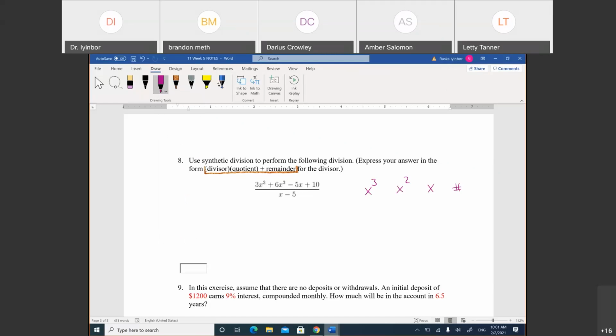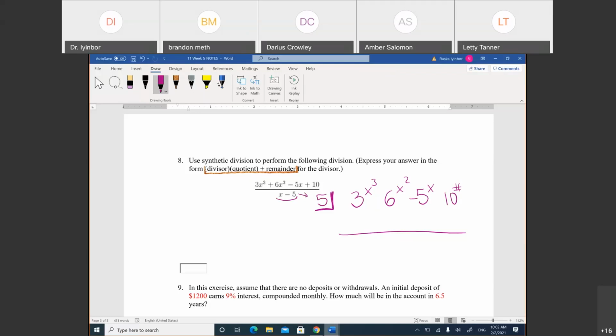So now you're going to get the numbers from the polynomial. So in front of x3 is 3. In front of x squared is the number 6, positive 6. In front of x is negative 5. The number by itself is 10. So you're going to get the number in front of the table. So what is the number in front of the table? Because you're dividing by x minus 5, what you're going to put in front of the table? Positive 5, that's right. So from negative 5, you're going to put positive 5 in front.